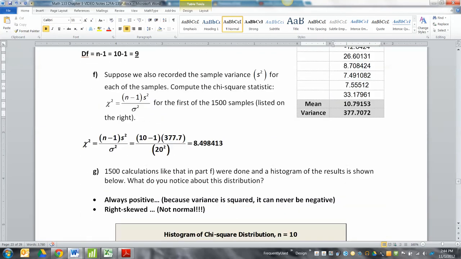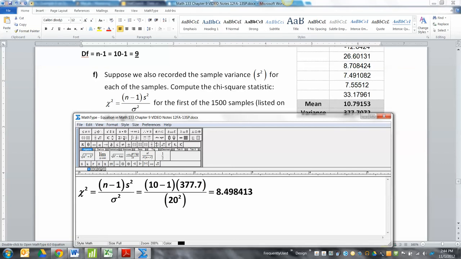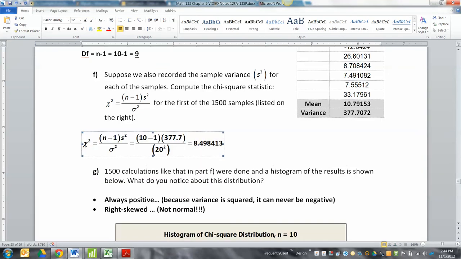Okay, so we take n minus 1 times s squared. Oops, I should have squared this. So s squared. Oh, no, we did. Sorry, that was squared. That was the variance that I had the computer find. So it's just 377.7. Sorry, I was losing my brain there for a second.